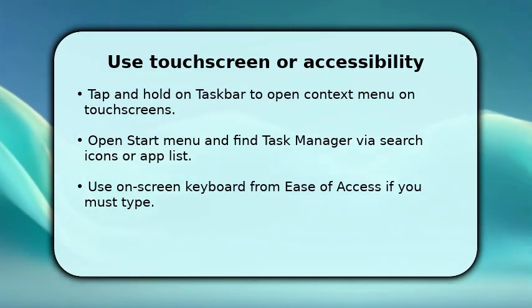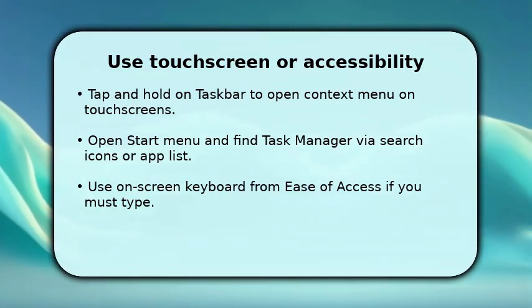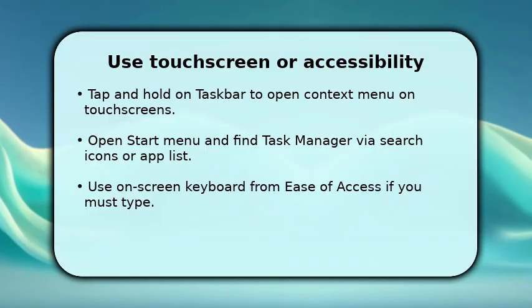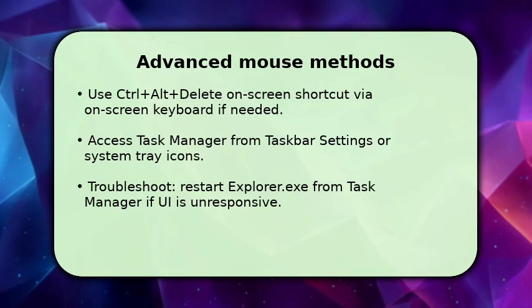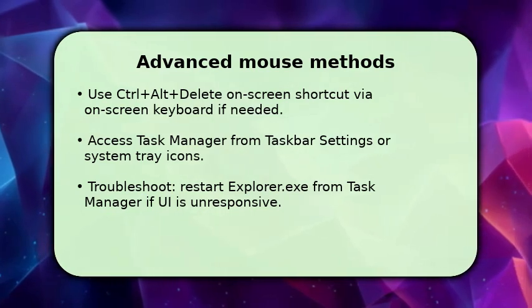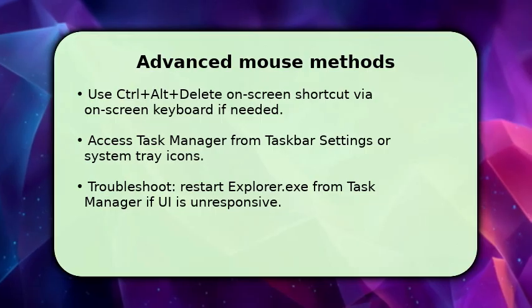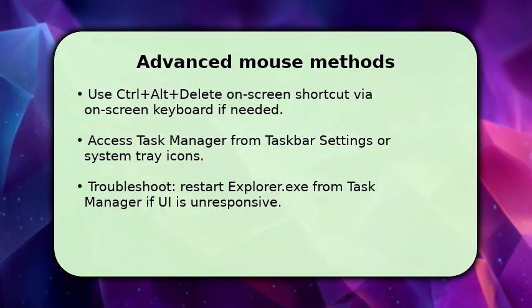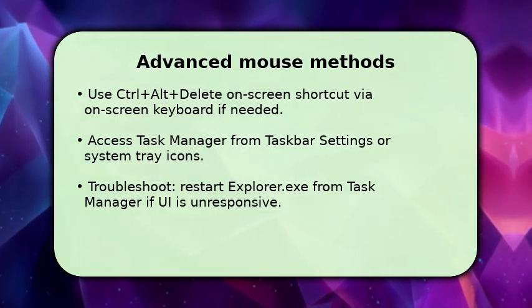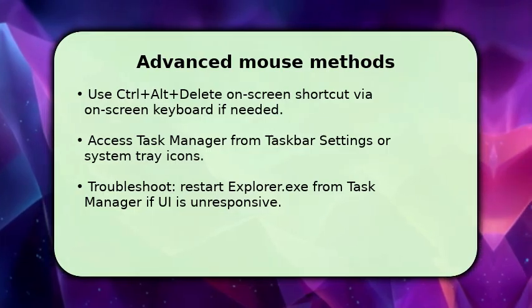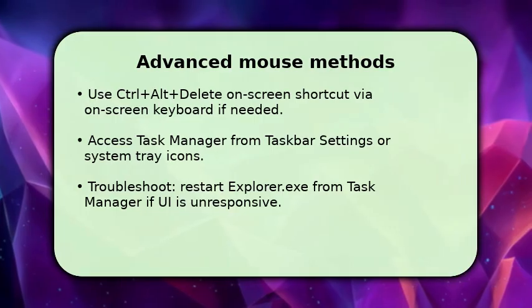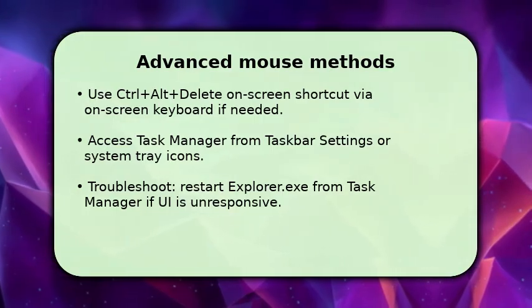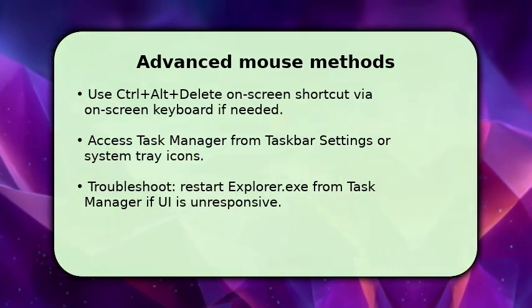If typing is necessary, enable the on-screen keyboard from Ease of Access. It allows searches and commands without a physical keyboard. For stubborn situations, open the on-screen keyboard and press Ctrl, Alt, and Delete virtually to reach the security screen and then select Task Manager. This replicates the usual shortcut without hardware keys. You can also open Task Manager from taskbar settings or by clicking hidden system tray icons if it's been moved.